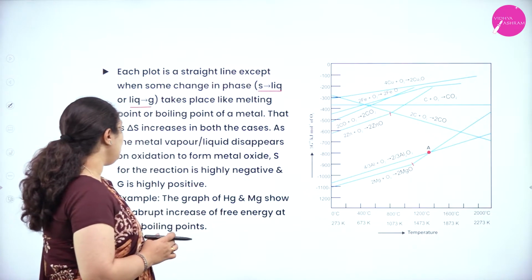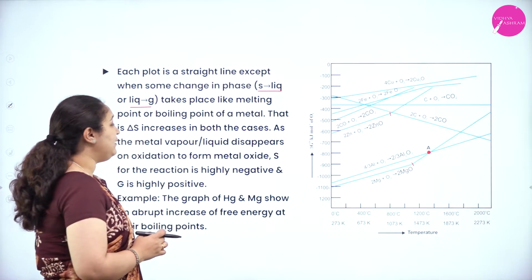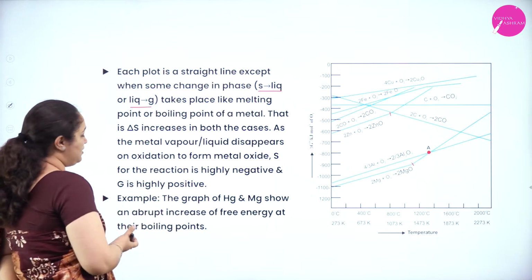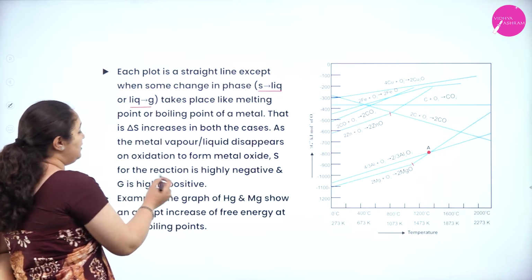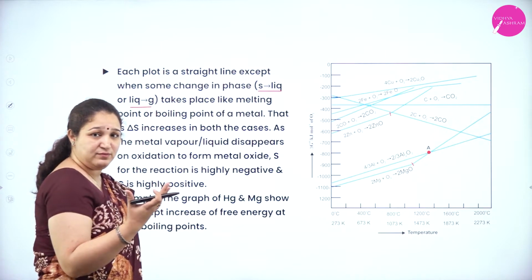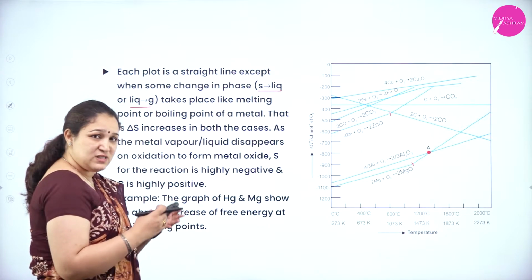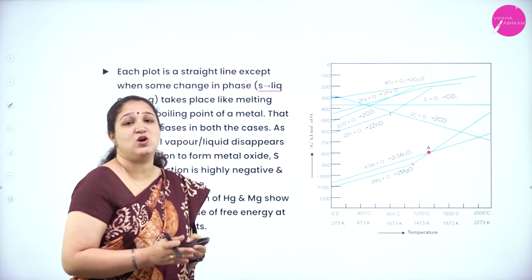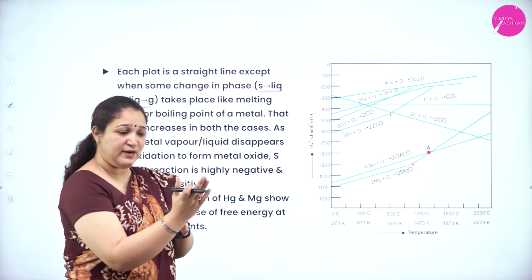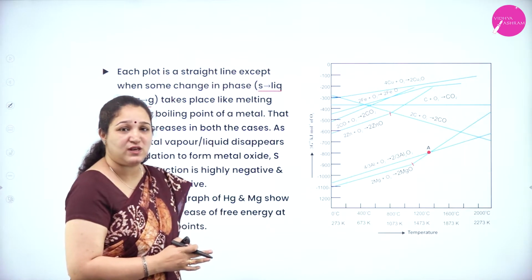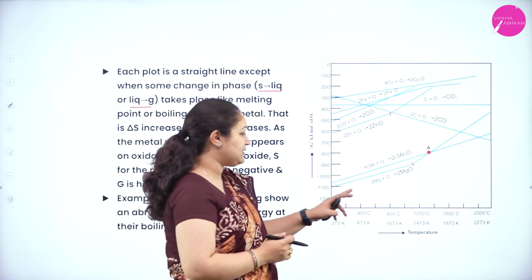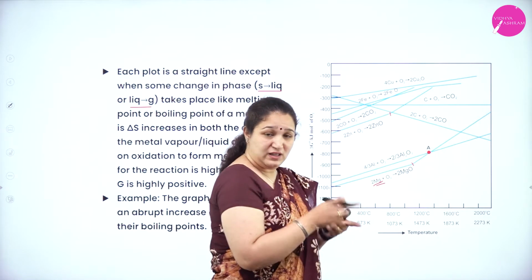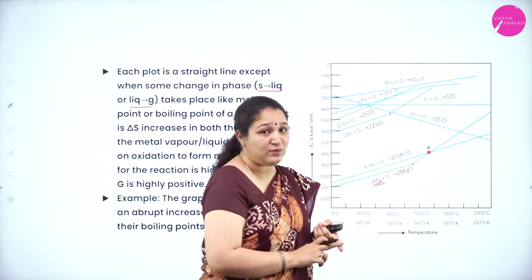As the metal vapor or liquid disappears on oxidation to form more metal oxide, delta S for the reaction will become highly negative, because the metal which is melted or going into the gaseous phase is also going into the solid phase, which is the oxide. That's why it goes much faster to the positive scale. So what is happening here? For example, magnesium, at this point, the magnesium metal in the solid state is getting converted to the liquid state.